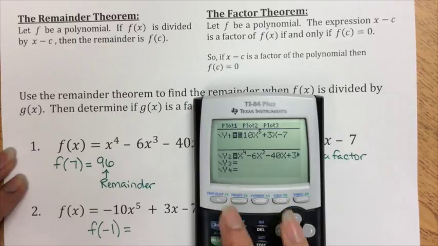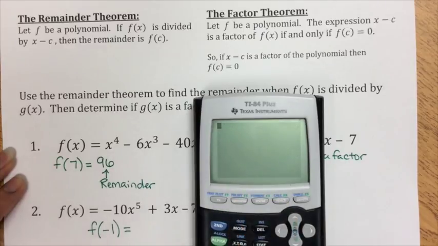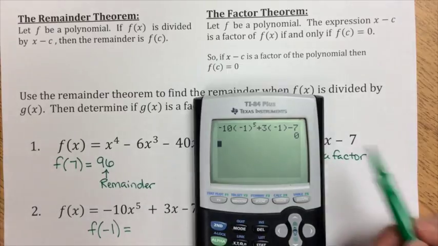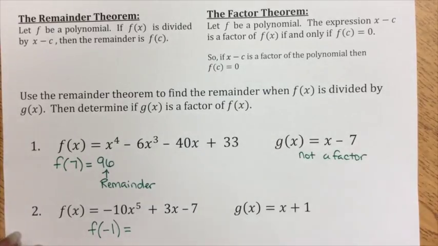Okay, so let's clear this out. So negative 10, wherever there's an x, I'm going to put a negative 1, raise that to the 5th, plus 3 times negative 1, minus 7. And look at that, we get 0. So when we plug in negative 1, we get 0. So we have a remainder of 0.